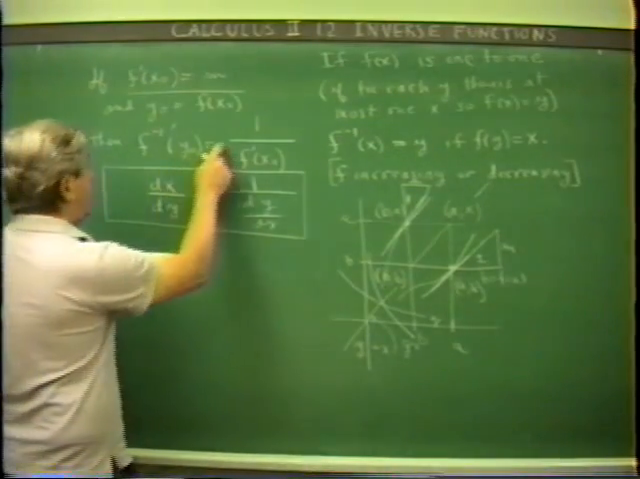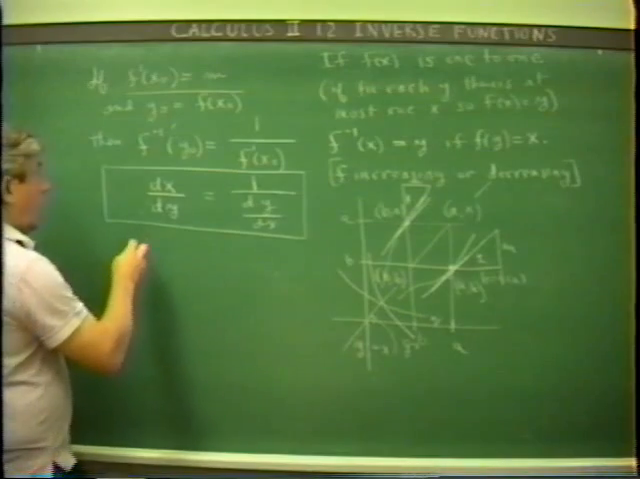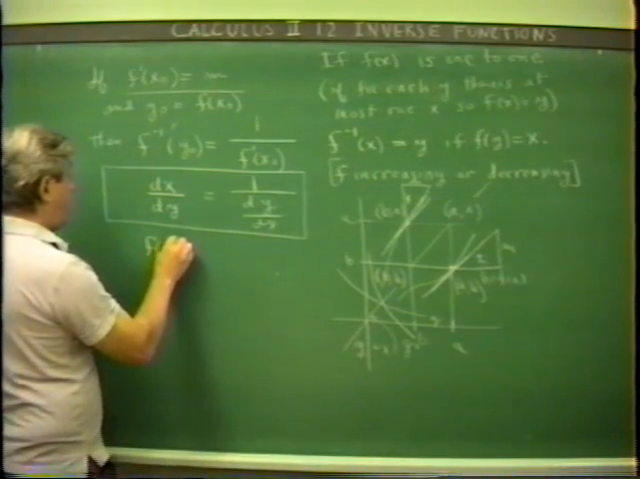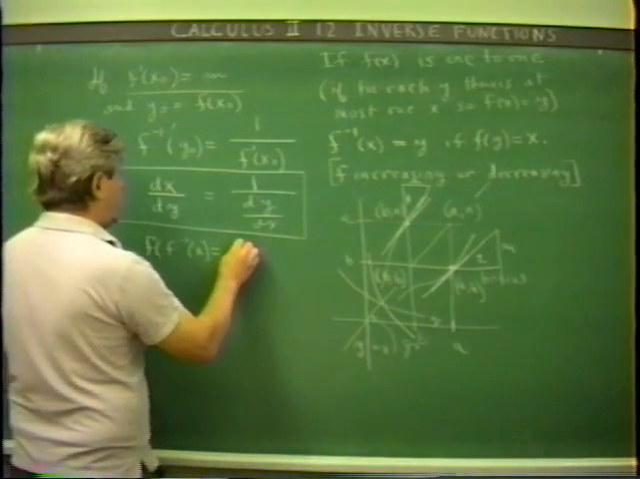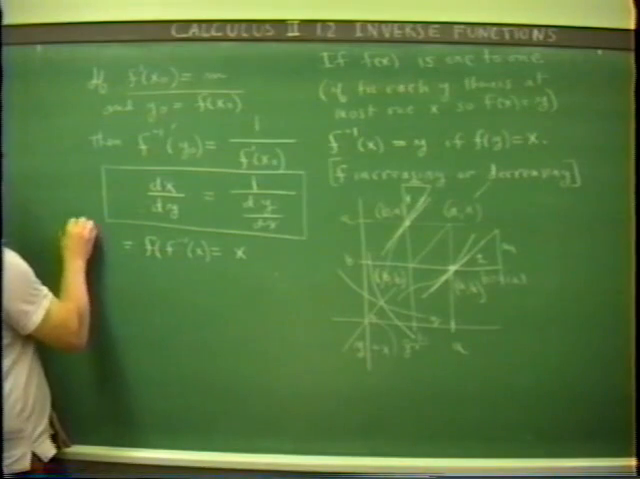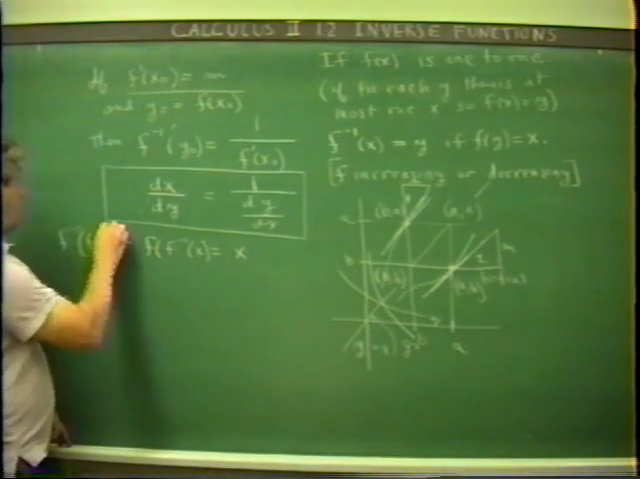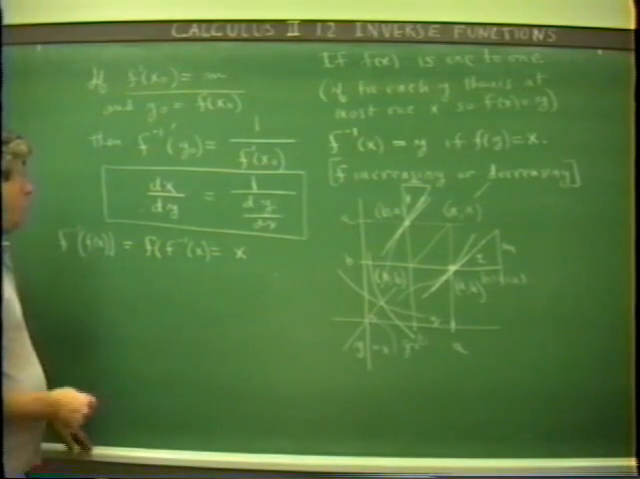Another way that we can get this same calculation here is as follows. If we know that f has an inverse, then we can write f of f inverse of x equals x. It's also true that f inverse of f of x equals x. That's to say, f inverse undoes what f does.